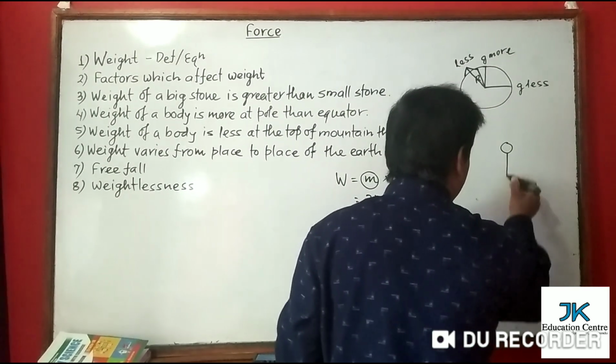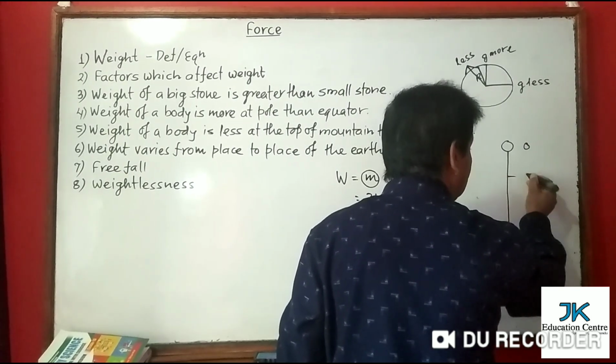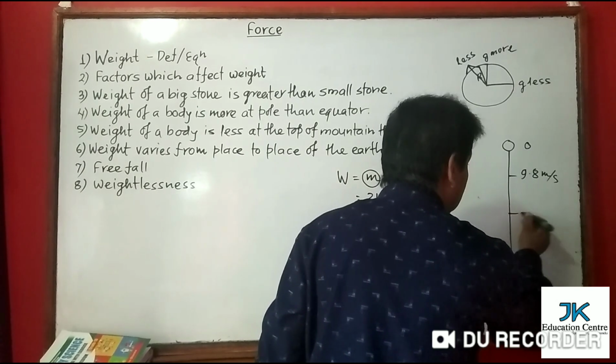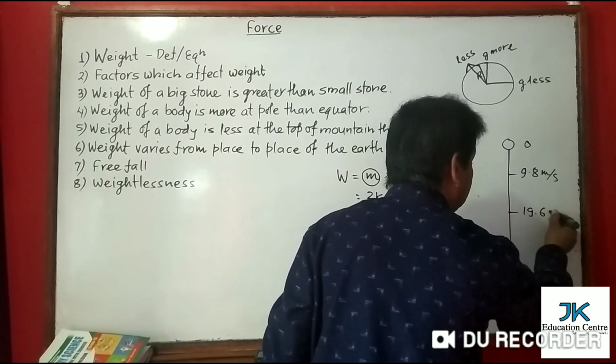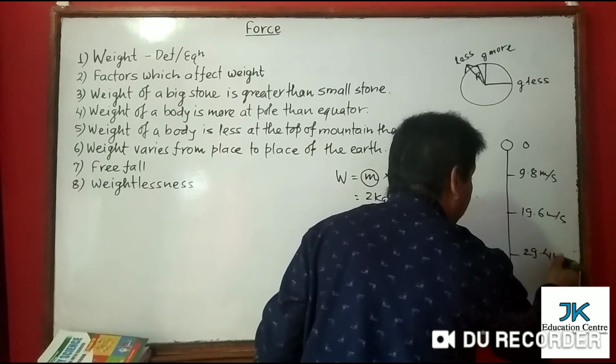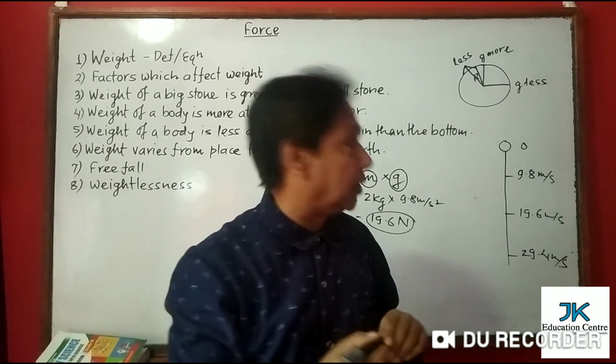If a body is dropped from a certain height, at first its velocity will be 0. At the end of 1 second, its velocity will be 9.8 meters per second. At the end of another 1 second, 19.6 meters per second. At the end of another 1 second, 29.4 meters per second, and so on. This way, acceleration is produced on the body.